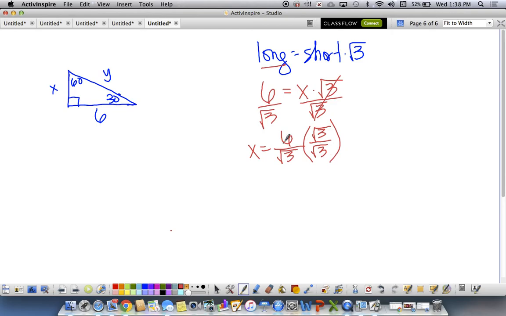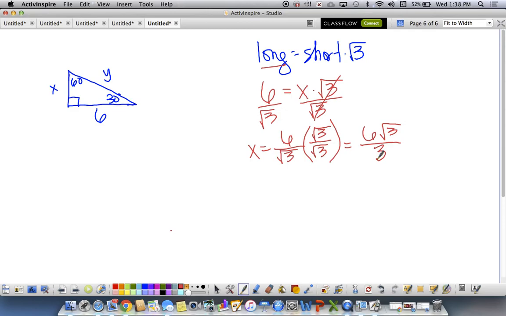6 times root 3. 6 root 3. Which is emphasis. What's root 3 times root 3? 3. Silly goose. 6 root 3 over 3. Oh, okay, so it makes root 9. That's better. You know the square root of 9 is 3. Wait, are we done?